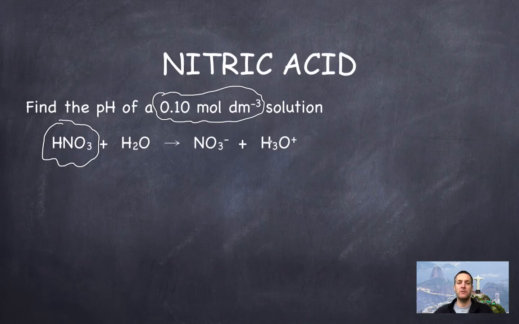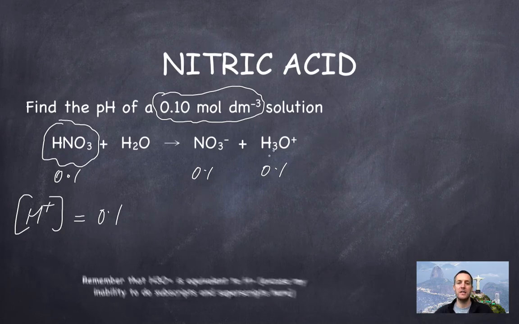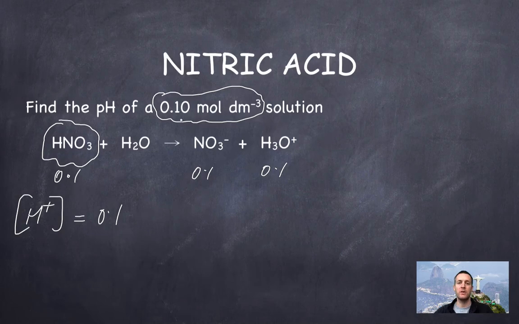Now, you should be able to see from this equation and the fact that it's a strong acid which ionizes completely, if I take 0.1 of a mole of that, I should get 0.1 of a mole of nitrate ions and 0.1 of a mole of H3O plus ions. So in other words, my concentration of H plus is equal to 0.1 moles per dm cubed. So I can see exactly how acidic this solution is just by looking at the concentration of the acid.